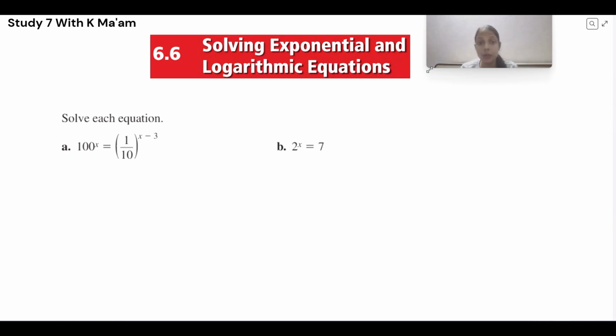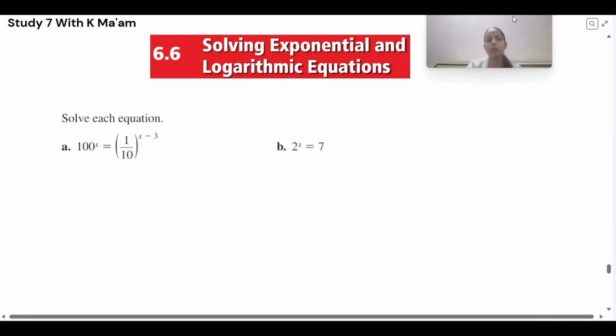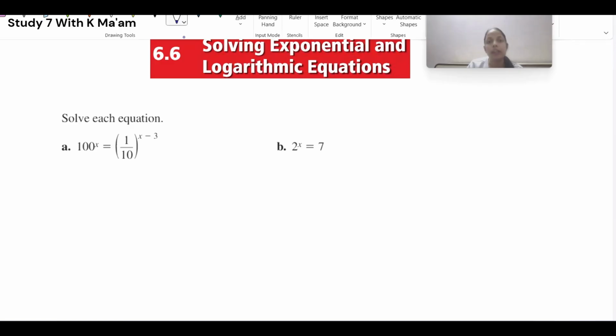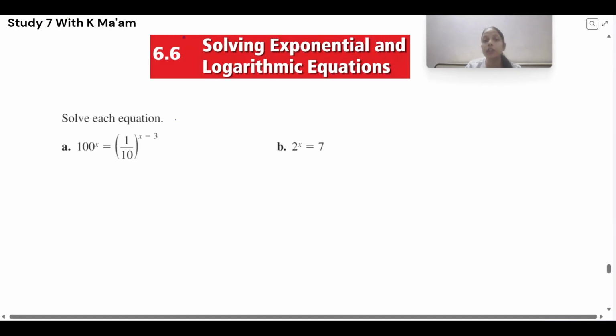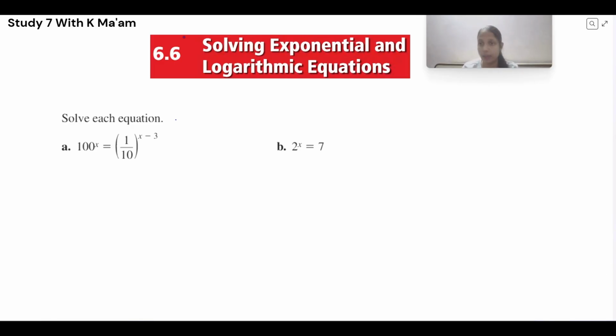Today we will continue 6.6. We have done already up to 6.5. Let's start it. Now the topic is solving exponential and logarithmic equations. In solving it, we will find some variable values, right?